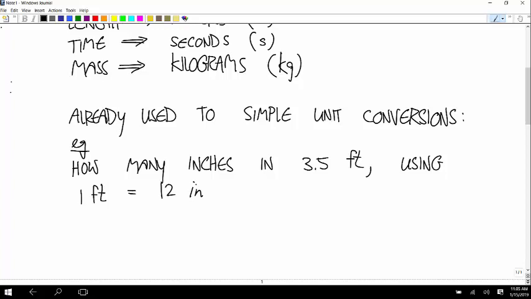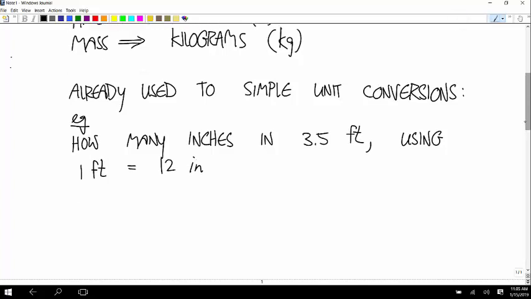And so intuitively we know that the way to do this is to start with that 3.5 feet, multiply it by 12 inches, you get 42 inches as the answer. But let's just come up with a systematic way of doing this. It'll work for these simple ones, but it'll also work for the ones that you can't easily do in your head.